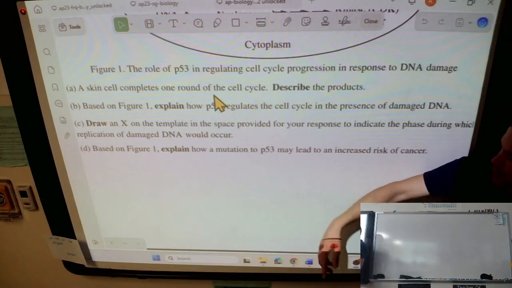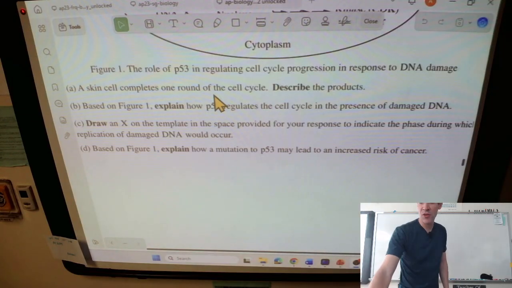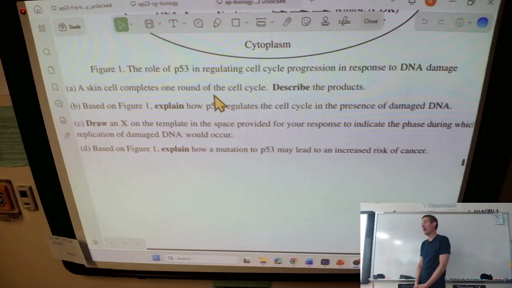How does mutated p53 increase my risk of cancer? In fact, it's one of the best predictors of whether or not I'm going to have cancer.